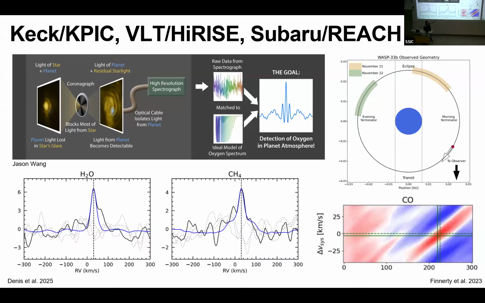So this kind of high spectral resolution spectroscopy of planets can be used in the future to look for things like biosignatures, for example.